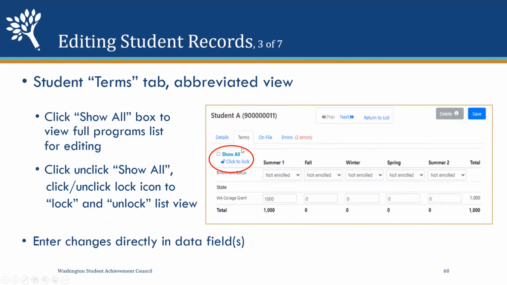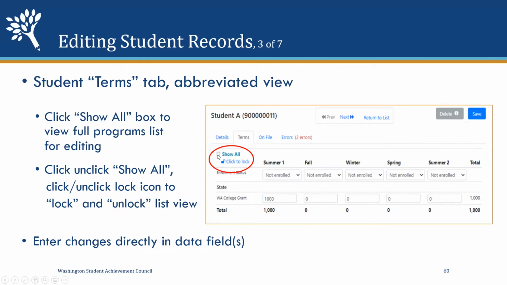The terms tab is what we used to label, I think, the financial aid tab. And it's an interesting change that we've made. Initially, it should show you only the aid that the student received as shown on the data you've submitted. There is a way to show all of the programs that are reportable if you need to make changes or additions. Here is the show all.